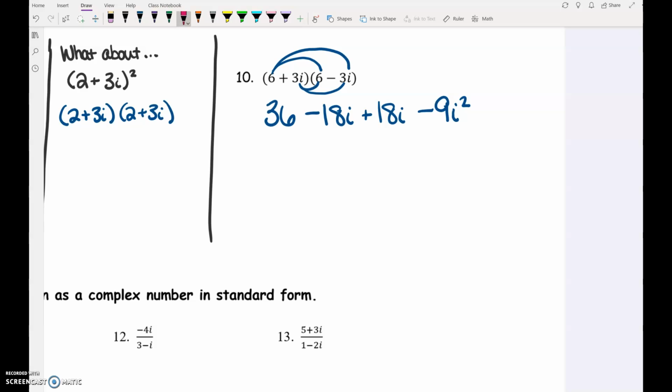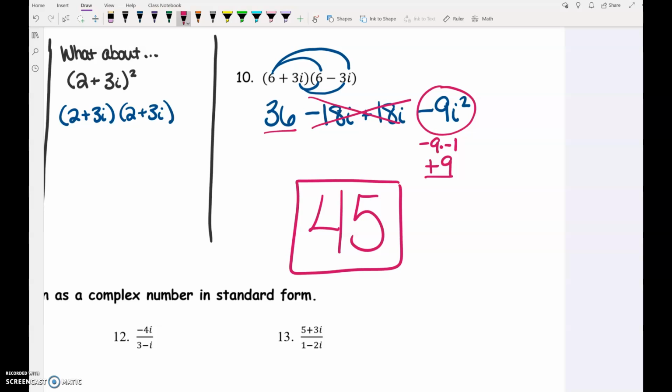Okay, the first cool thing that happens: in the middle we've got negative 18i and positive 18i. Those are going to cancel each other out completely. Then negative 9i squared, remember i squared is the same as negative 1. So really, this term is a positive 9. So what do we really have here? We have 36 and positive 9, which is 45. The i's are gone.